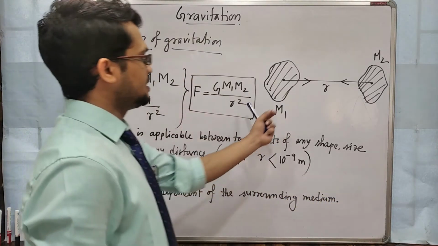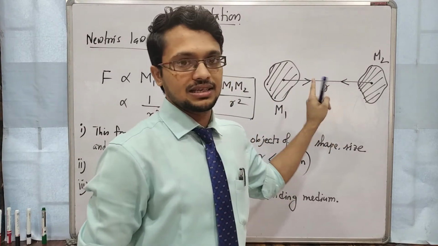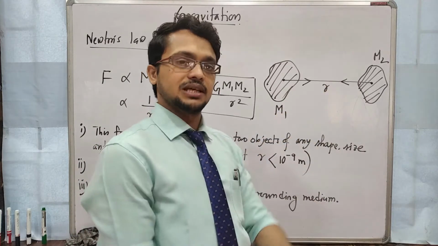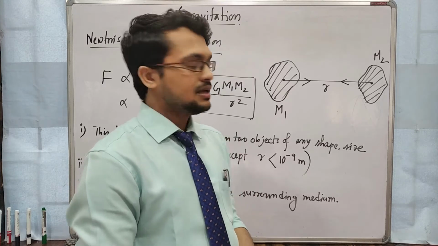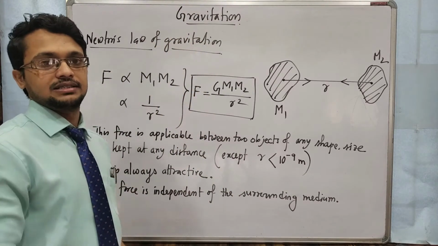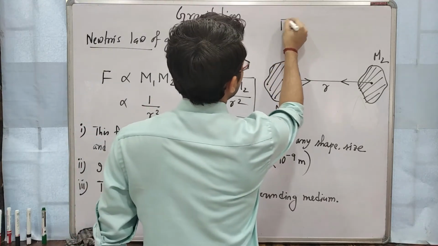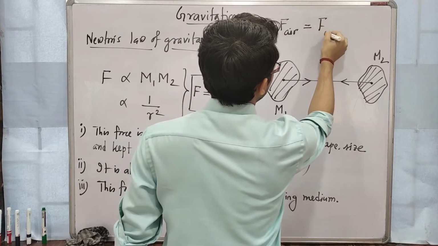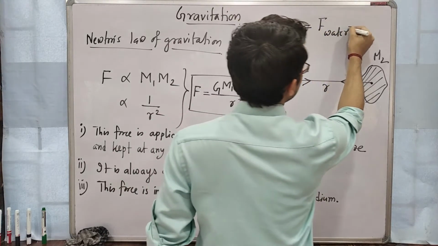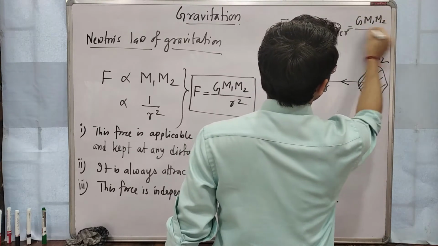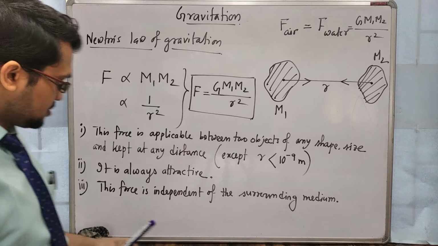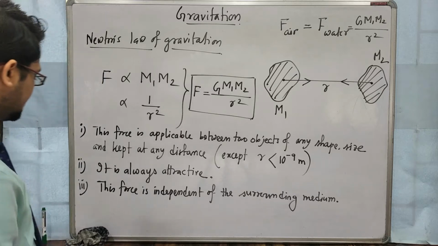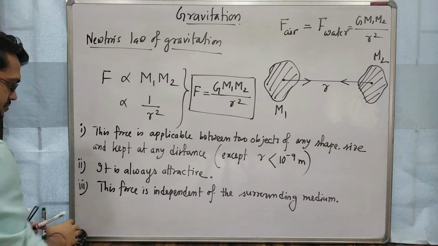That means if you keep these two masses M1, M2 at the same separation in air and in water, then you will get the same amount of gravitational force. The gravitational force in air and in water are always the same, and their value will simply be G M1 M2 by R square. So the force is independent of the surrounding medium. Clear?